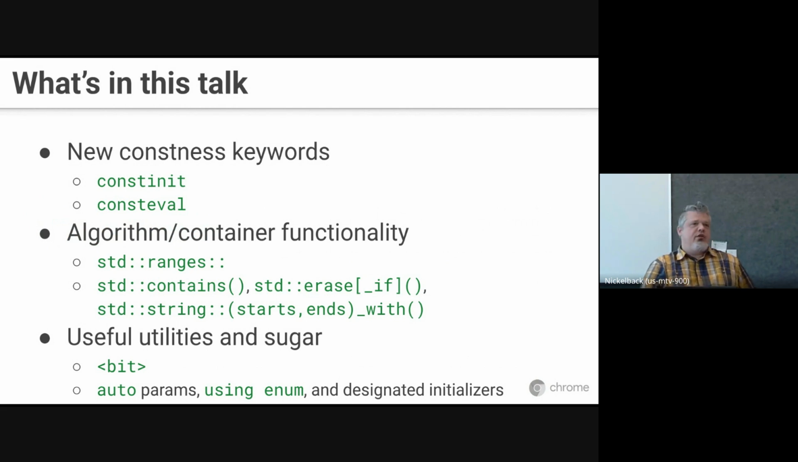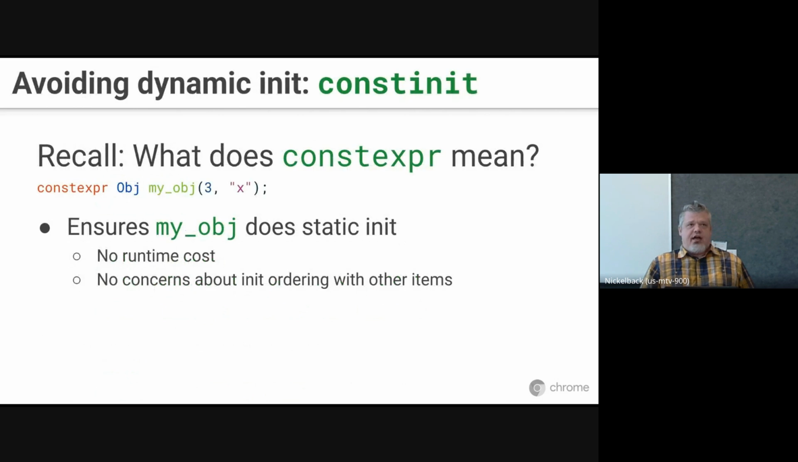And then our final talk next week will largely be about stuff you can't do, or stuff that you could help us do. So in this talk, we have basically 3 sections: some new Constness keywords, in case you weren't already confused by const versus constexpr, then some new algorithm and container functionality, and finally some useful utilities and sugar. So let's jump into the new Constness keywords, constinit and consteval.